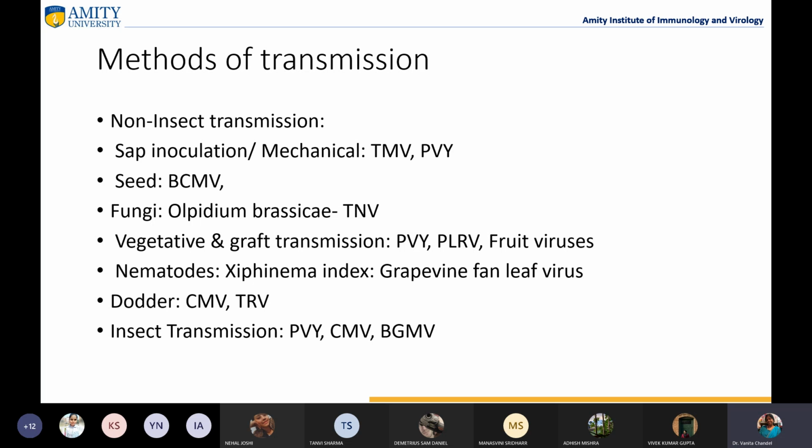And we watch that leaf starting from 3 to 5 days. We know the incubation period of the viruses, so we'll start observing the symptoms. And once the symptoms appear, we'll test by ELISA or PCR whether the virus is there. So this is the simplest method, which we call mechanical transmission, right? Then insect transmission also takes place in certain viruses, like golden mosaic virus or potato virus Y. Other modes are graft transmission, vegetative and graft.